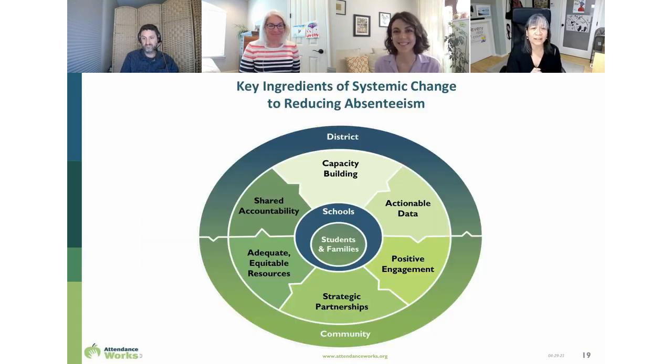Next slide. So this is really about putting a systemic approach to reducing chronic absence in place. That means you have to have actionable data that gets to have positive engagement. You use strategic partnerships because often when you uncover issues, it may not just be within the purview of schools to address those barriers. So you need to be able to share your data with other partners so they can also partner with schools to address those issues. You need to make sure you have adequate and equitable resources so the places that have the greatest challenges get more. We need shared accountability, so we see this as all of our problems and challenges, and we have to have capacity building to ensure that we can do this together. Next slide.